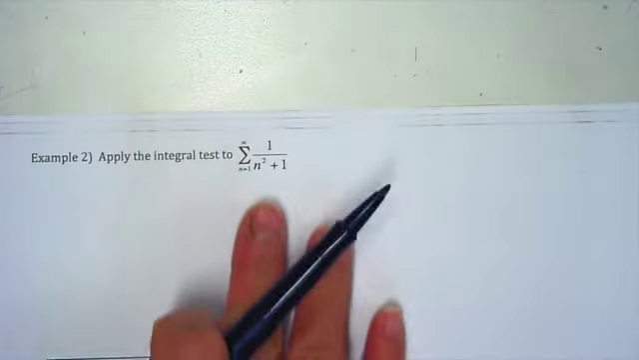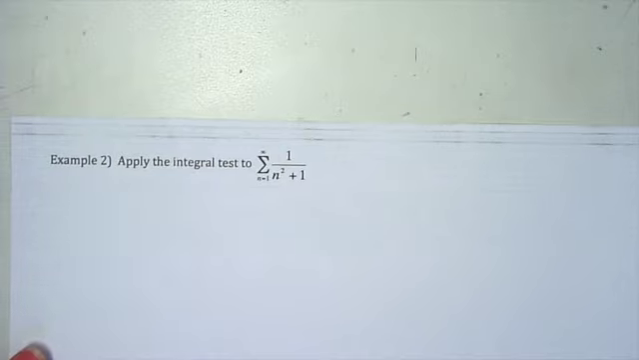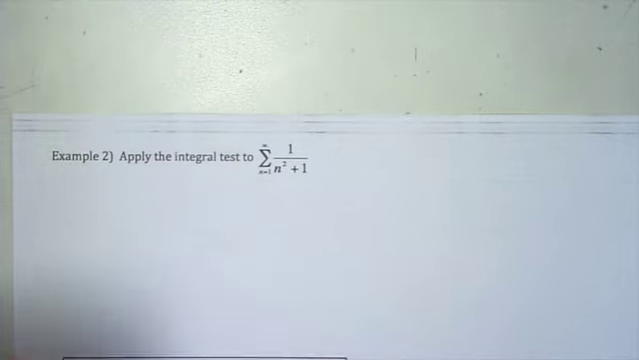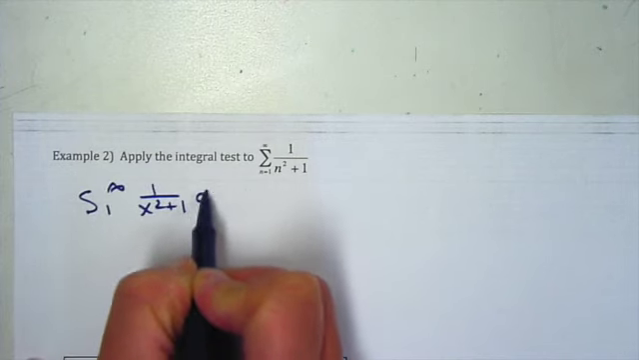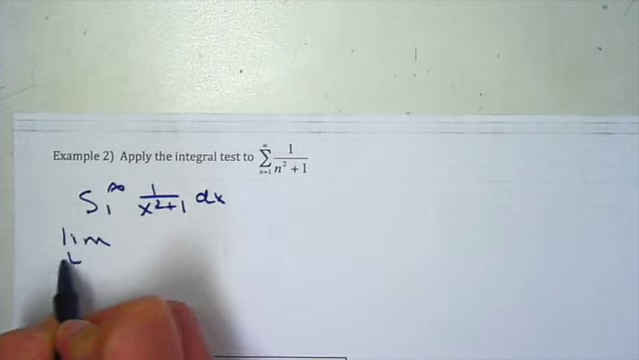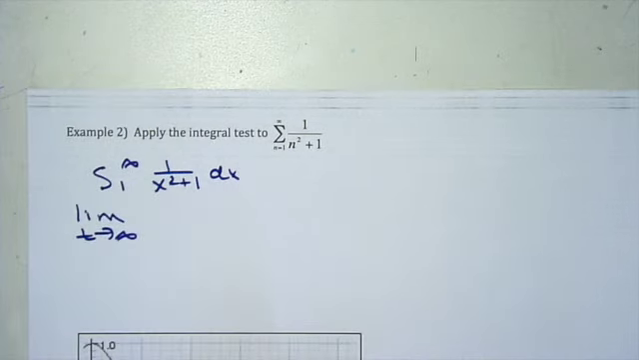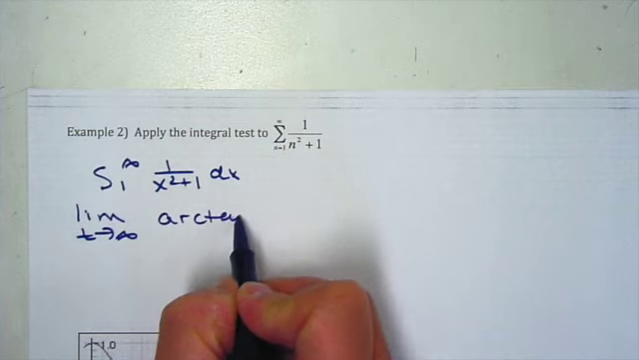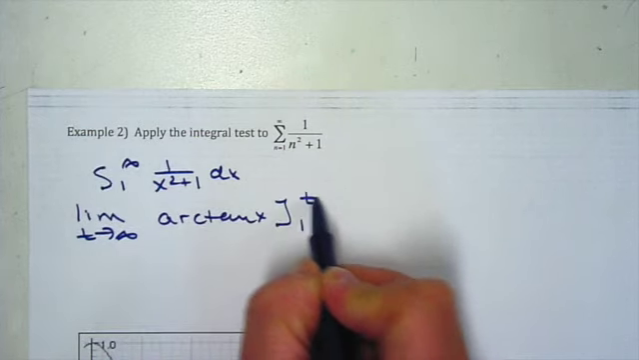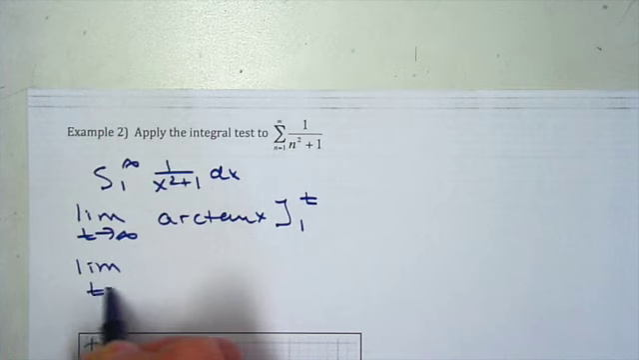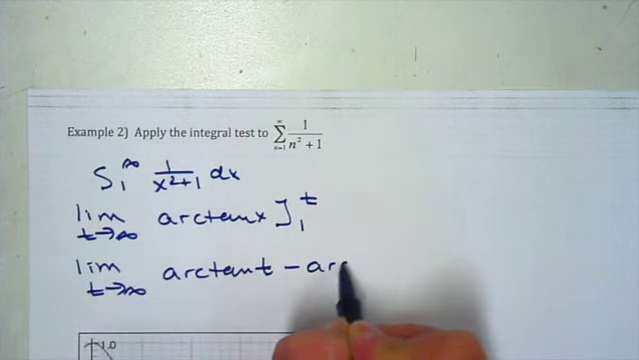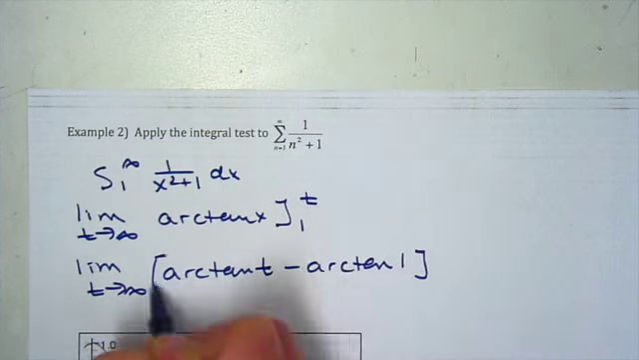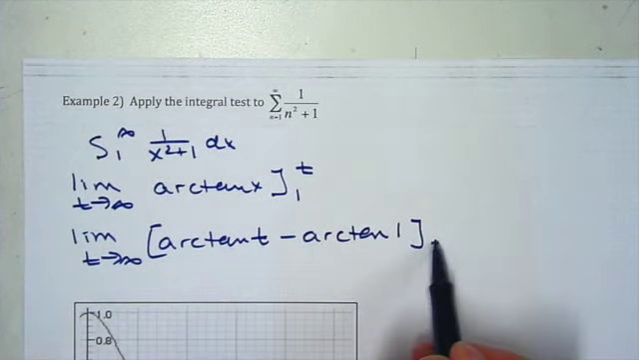So let's apply the integral test to 1 over n squared plus 1. My function is 1 over x squared plus 1, so I'm going to do the same thing and set up my integral. I'm going to rewrite using a limit statement, and I'm going to do the antiderivative at the same time. The antiderivative of 1 over x squared plus 1 is actually arctangent of x. And let's go ahead and plug in our bounds. So I have arctangent of t minus arctangent of 1. Here are my bounds. And now let's go ahead and evaluate.